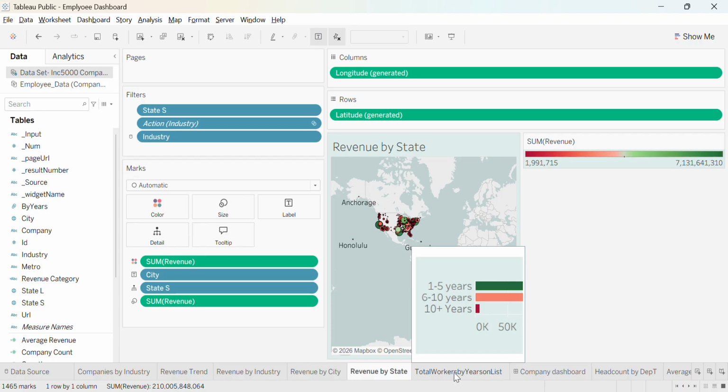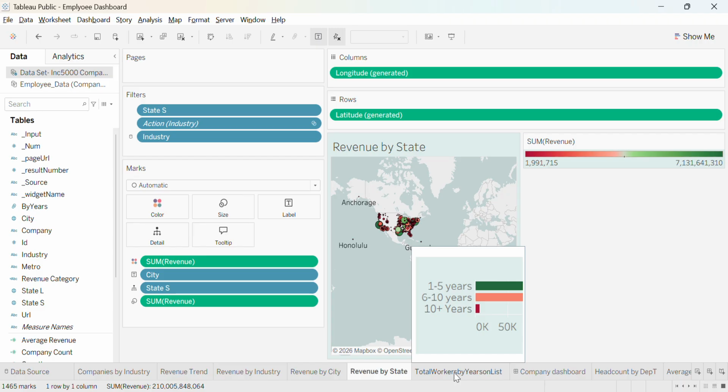Fourth is the total workers by years. This chart is a horizontal bar chart that displays the total number of workers employed by the companies based on how long they have appeared on the Inc5000 list. Companies that have been on the list for 1 to 5 years employ the highest number of workers at approximately 718,000, shown by the longest dark green bar.